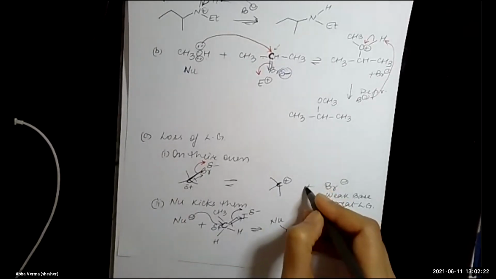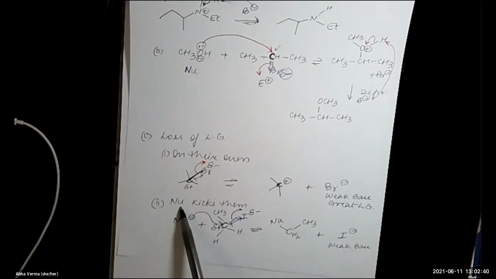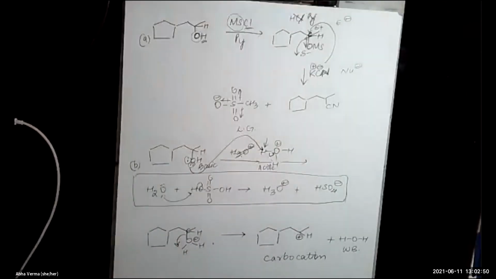Your leaving group, whatever is your leaving group, needs to be a weaker base and should be able to exist independently. So stable and weak, that's what it requires. Loss of leaving group can occur on its own or when a nucleophile, incoming nucleophile, kicks out an existing leaving group. So these are the two ways we have loss of leaving group.